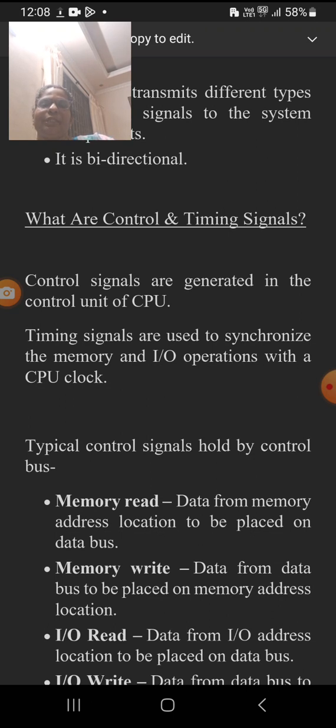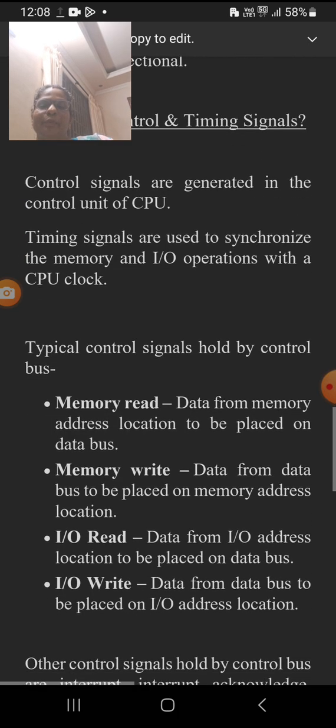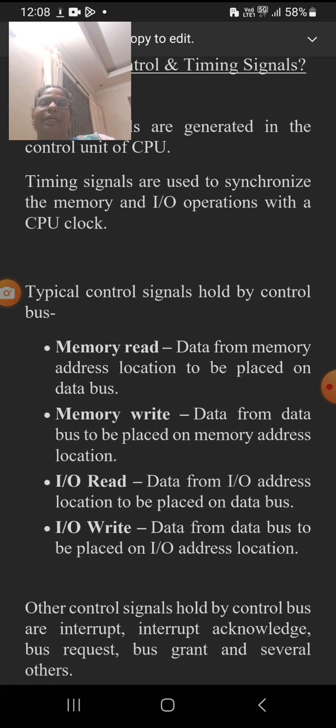The typical control signals carried by the control bus are memory read, memory write, input-output read, and input-output write. Memory read places the data from a memory address location on the data bus. Memory write places data from the data bus into a memory address location. Input-output read places data from an input-output address location on the data bus. Input-output write places data from the data bus into an input-output location.